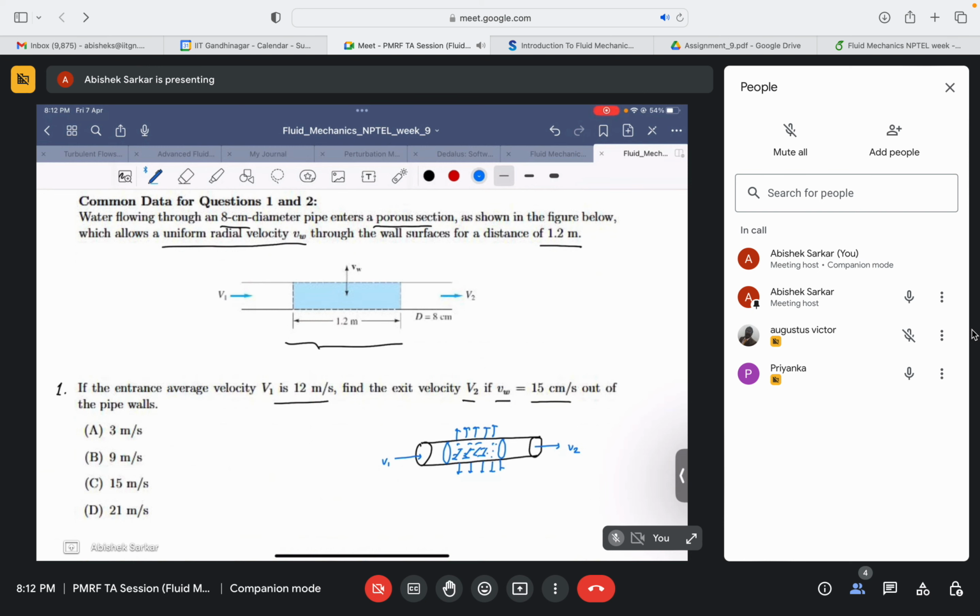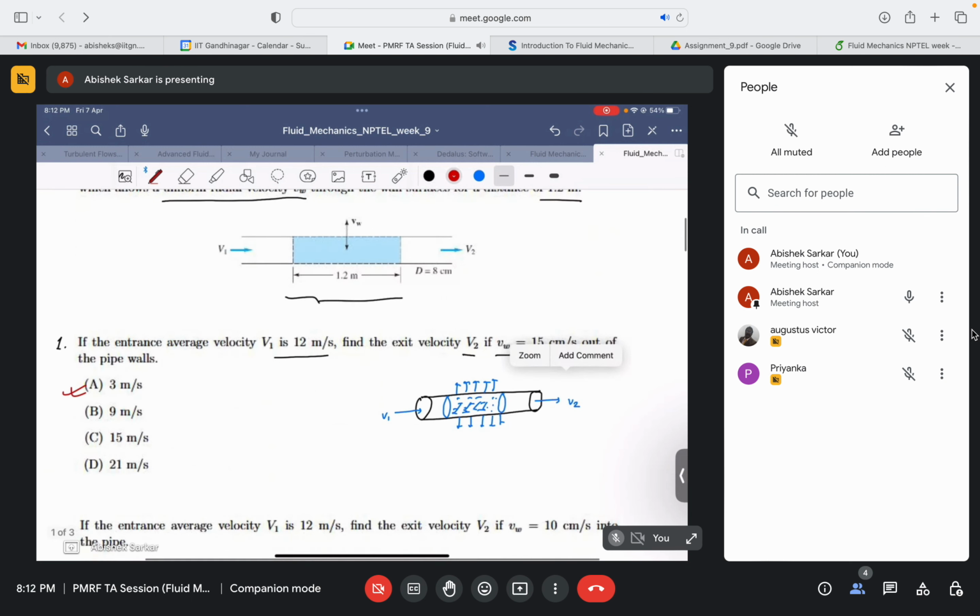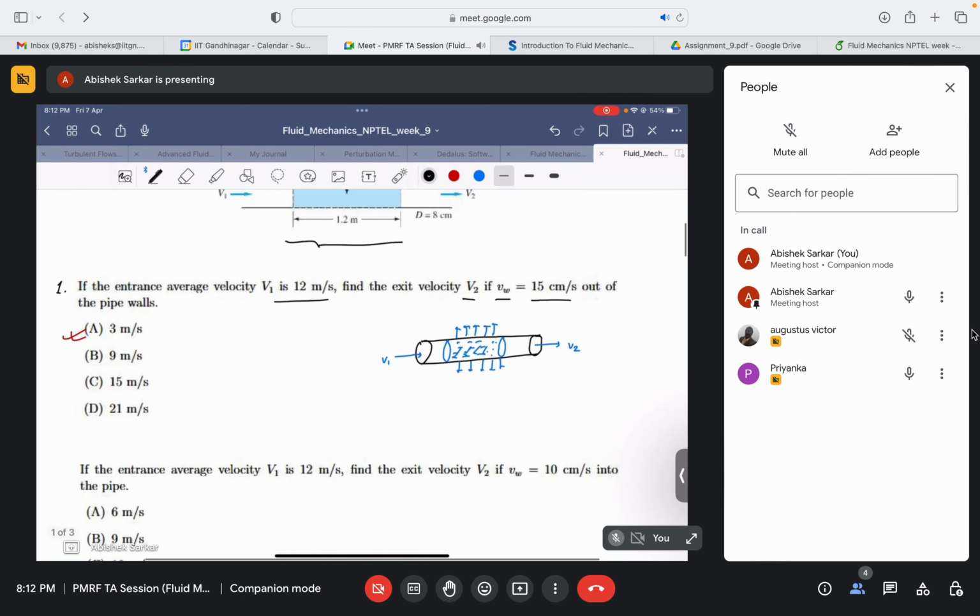Check the units. Okay, Sir, option A. Okay, 3 meter per second. This is one of the answers. And what about you, Augustus? Do you get the same answer? That's fine. Augustus can continue, but okay, Priyanka, could you please tell me at least the form of some of the steps of your solution?